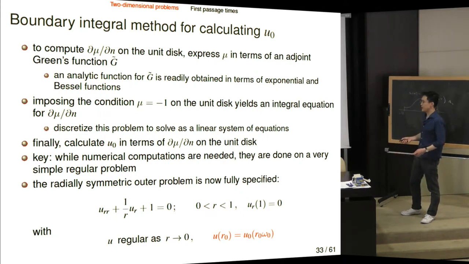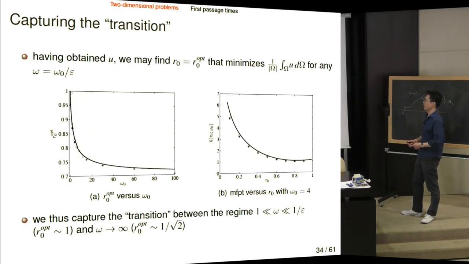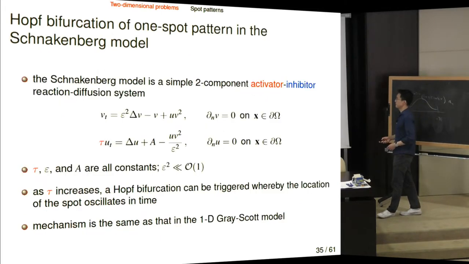And the point here is that while we still do numerical computations, it becomes numerical computations on a very regular problem, all right? So no more epsilon in the problem, all right? And you can get the results here. So this is numerics versus asymptotics, all right? Okay, so let me move on to pattern formation now in 2D.